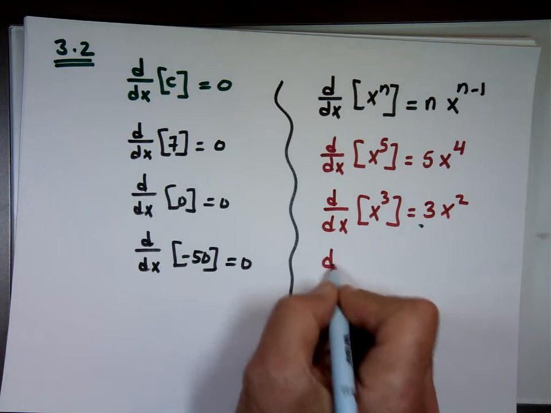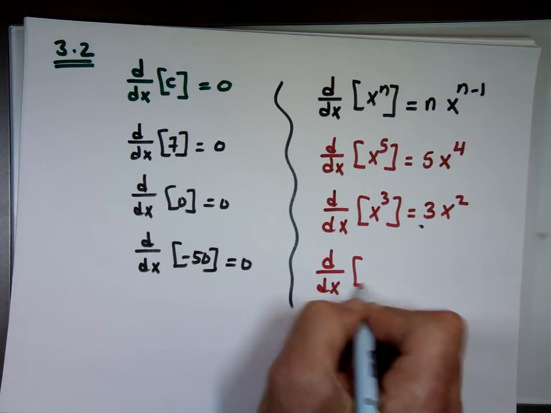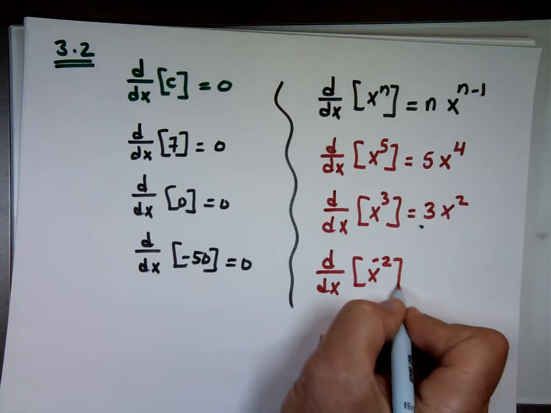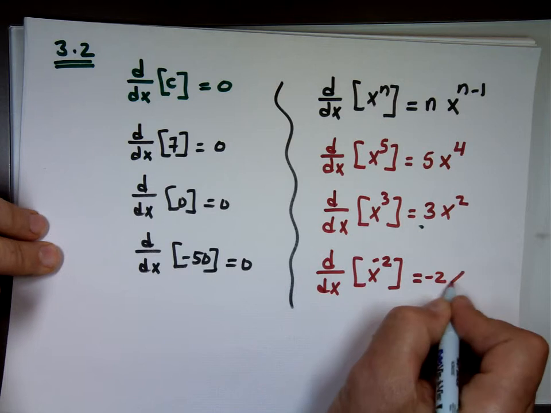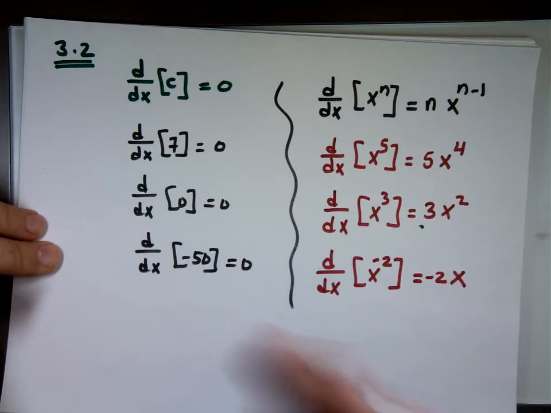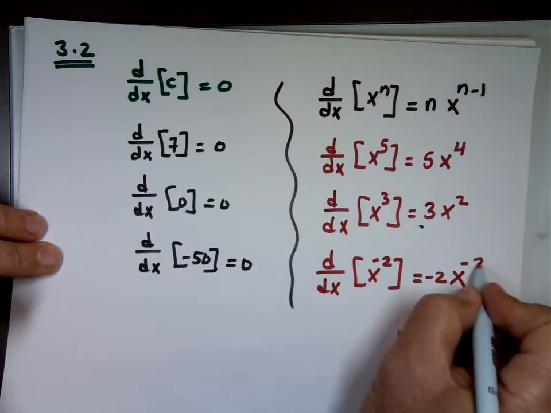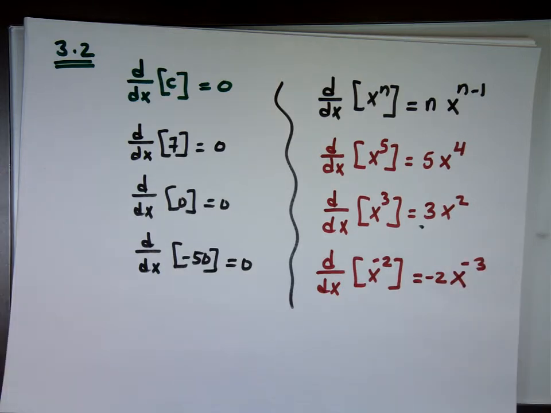The derivative of x to the minus 2. Think about this one. Negative 2x to the minus 3. Yep, very good. Take the power, negative 2, move it to the front, and subtract 1 from the power. What's minus 2 minus 1? Minus 3, not a plus 1 or a minus 1. You're subtracting 1 from the power, always.